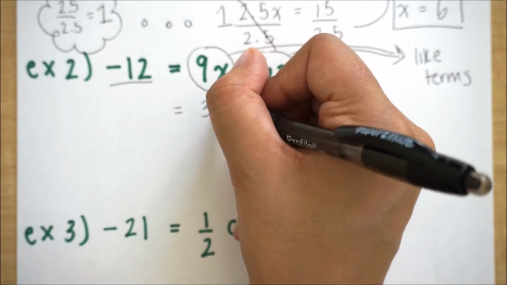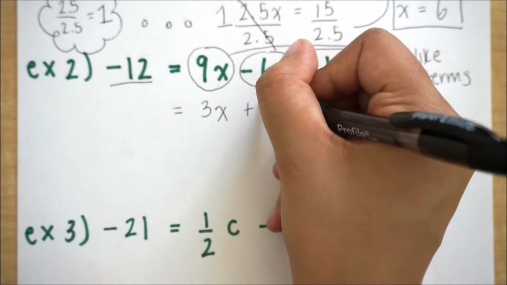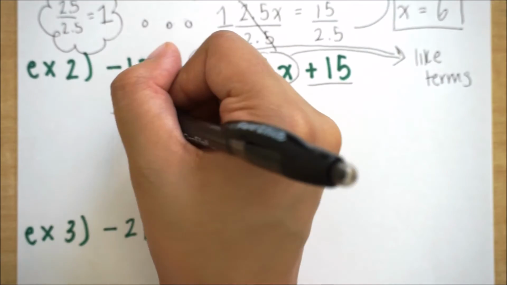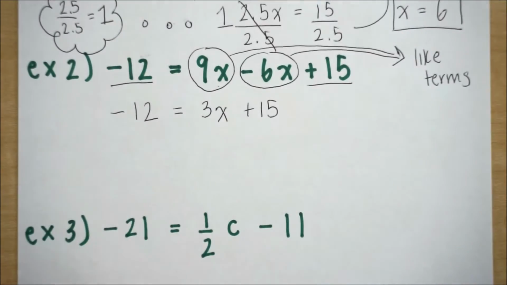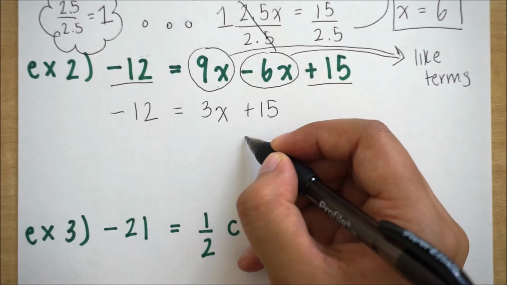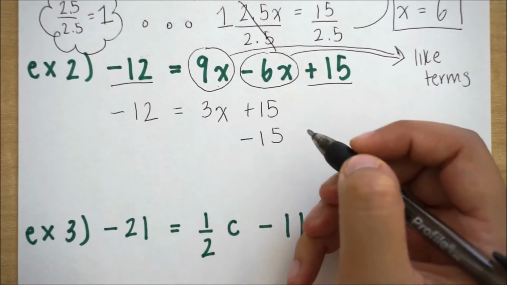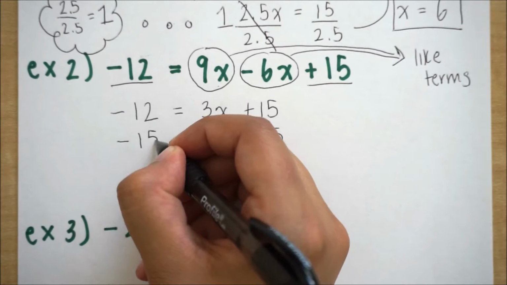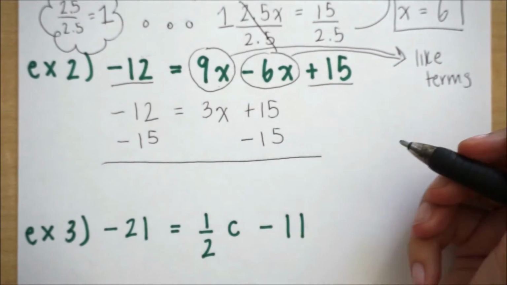All right, so let's go ahead and combine the like terms first on the right side of the equal sign. So 9x minus 6x is equal to 3x, plus 15 and negative 12, and the equal sign are all brought down from the original equation. Our goal is to isolate x. How can we do that?